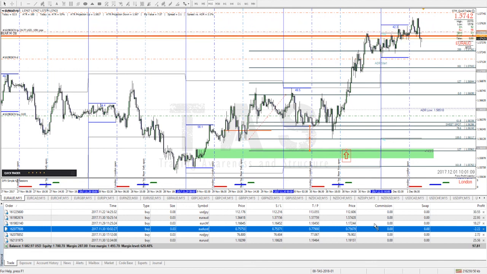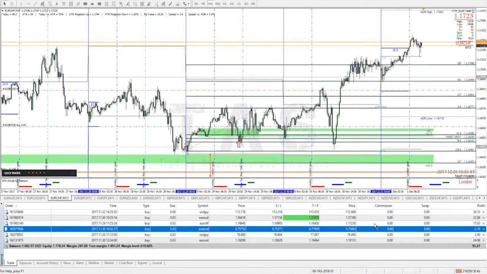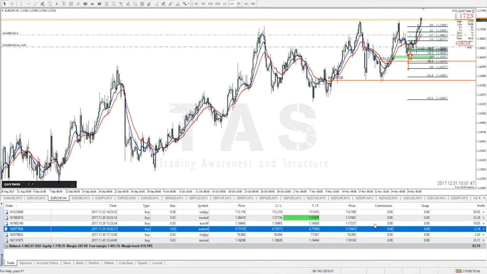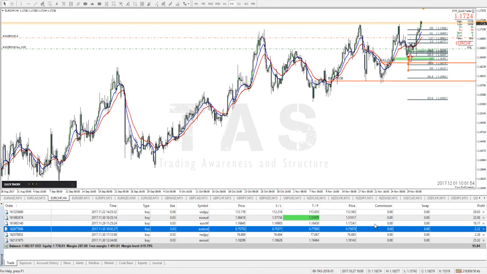Let's put the target there on yesterday's high, just in case. And what's more, Euro CHF. How far are we? Well, we're very far from that target. That's one of those month-and-a-half trades.